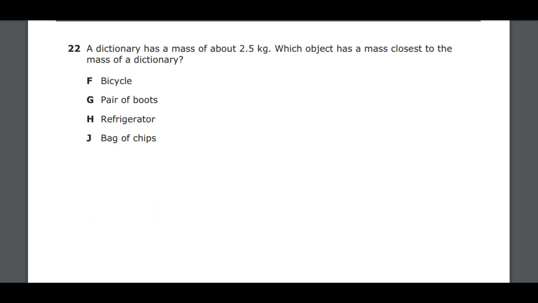Number 22. A dictionary has a mass of about 2.5 kilograms. Which object has a mass closest to the mass of a dictionary?